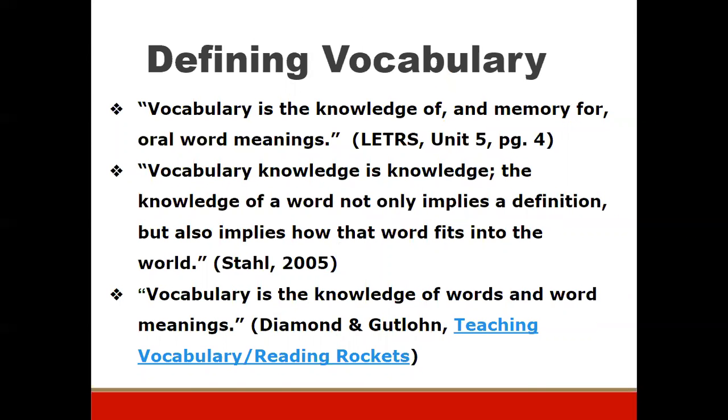Now, take a look at the slide and think about which quote defining vocabulary speaks to you. Why do you connect with that particular quote? Take a moment to stop the video to think about and discuss the vocabulary definitions.